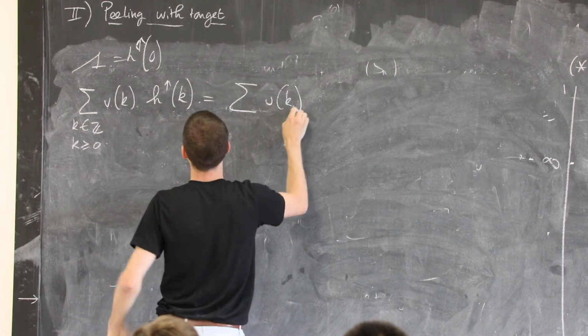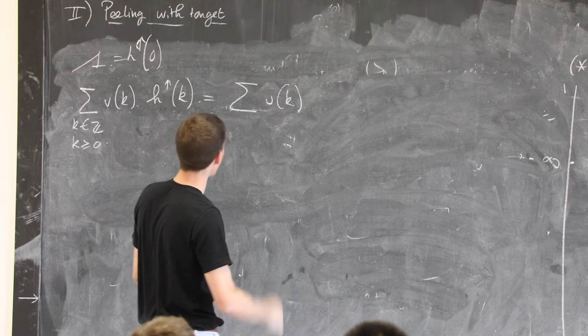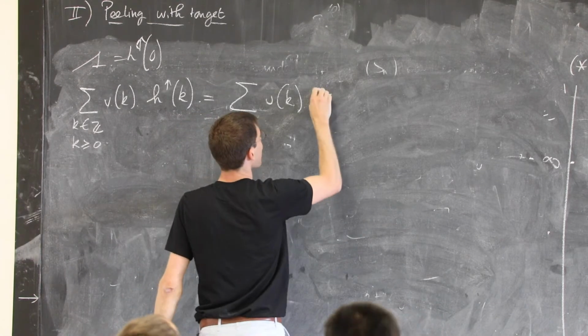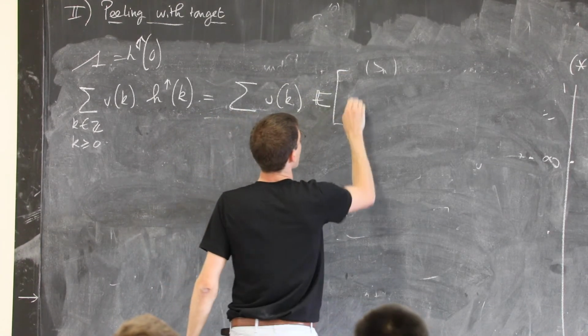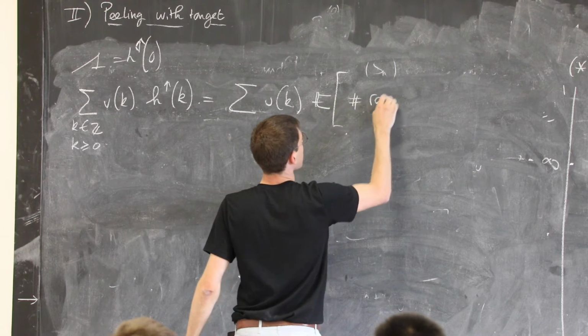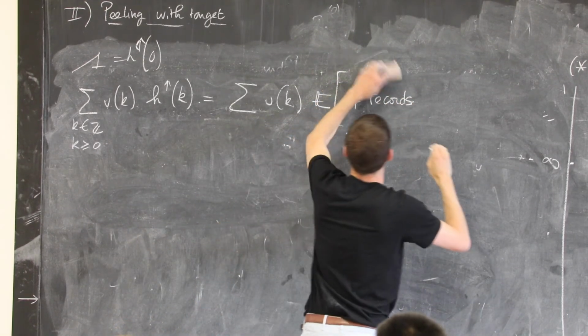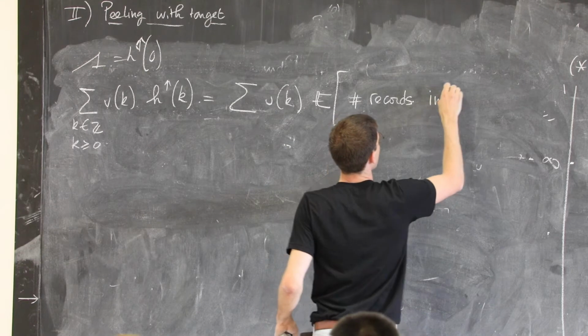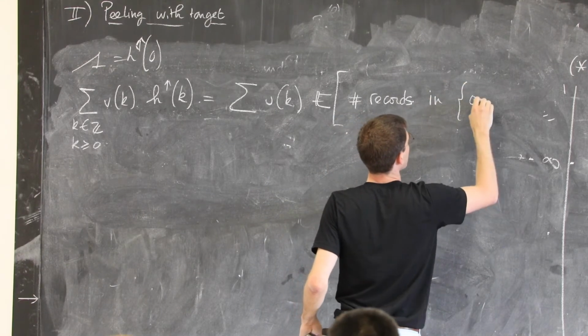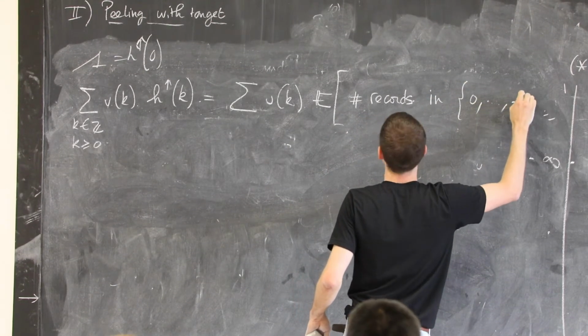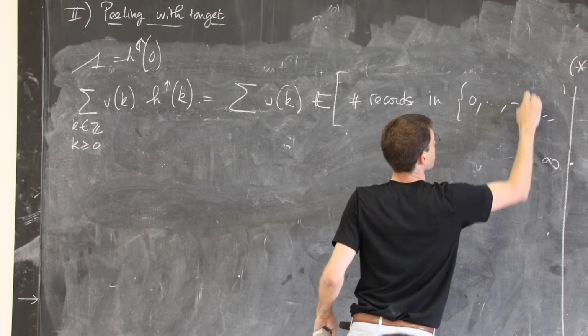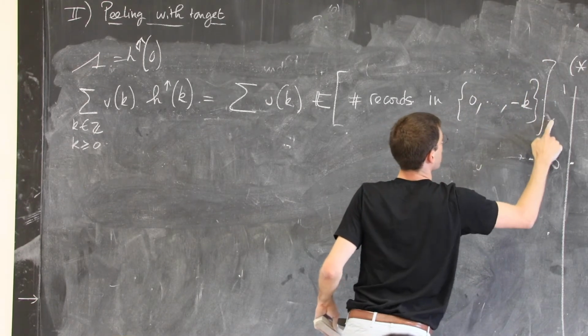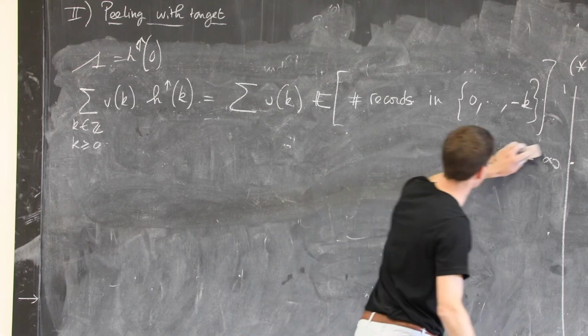So it's nu of k. What is H up arrow of k? That's the expectation of the number of records in 0 to minus k. Right?